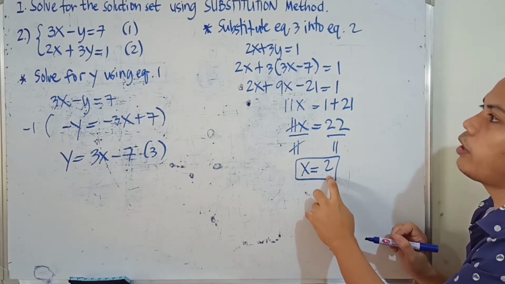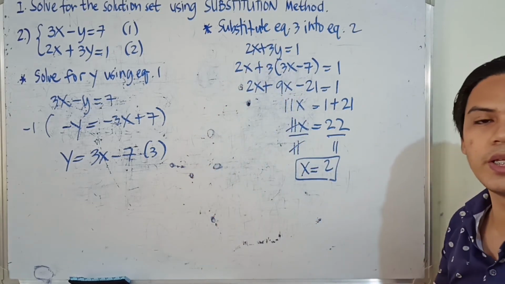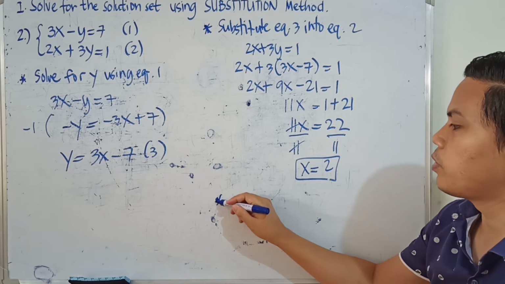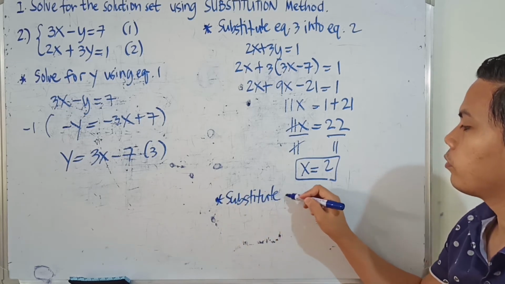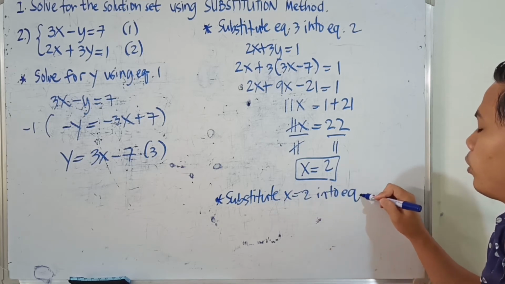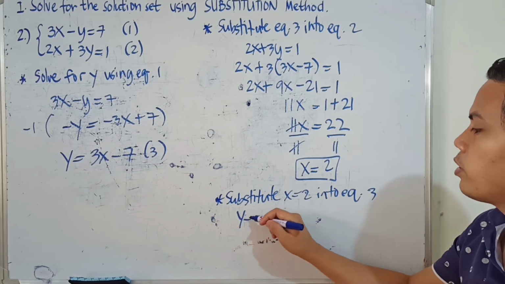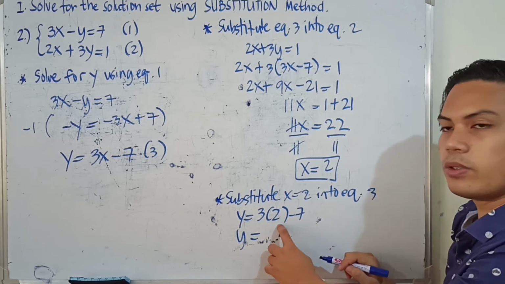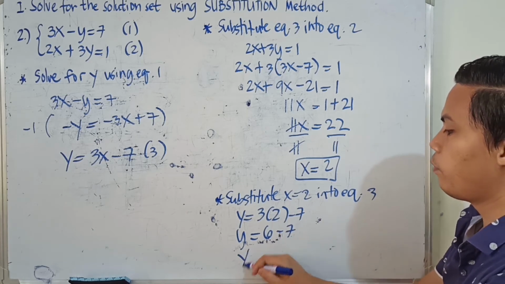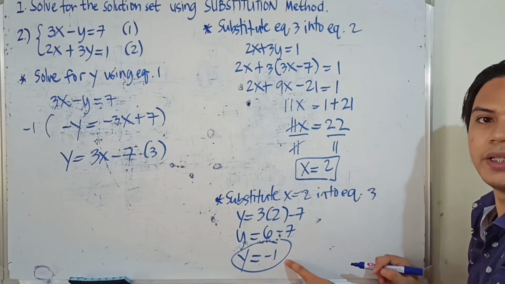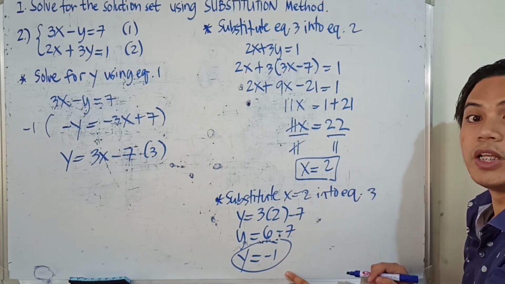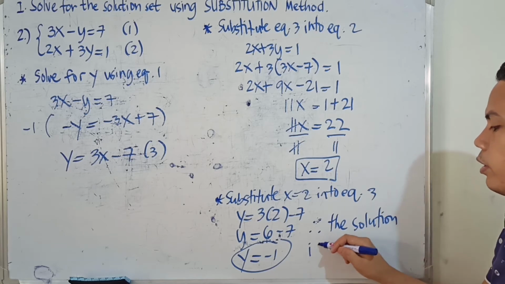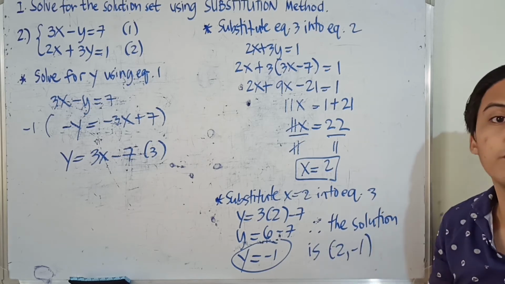Then itong 2 gagamitin natin para i-substitute sa 1, 2, or 3. Nang sa ganun makuha natin ang value ng y. It will be better kung gagamitin natin yung equation number 3. So substitute lang natin si 2 into equation 3. So we have y is equal to 3 times 2 minus 7. Y is equal to 3 times 2, that is positive 6, then minus 7. Therefore, y is equal to negative 1. Right? So nakuha na natin yung value ng x at nakuha na rin natin yung value ng y. Follows that the solution or the solution set is 2, negative 1.